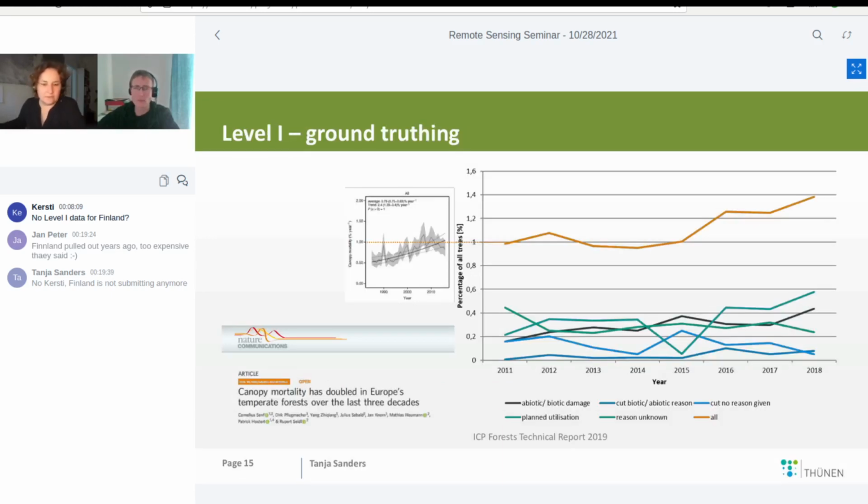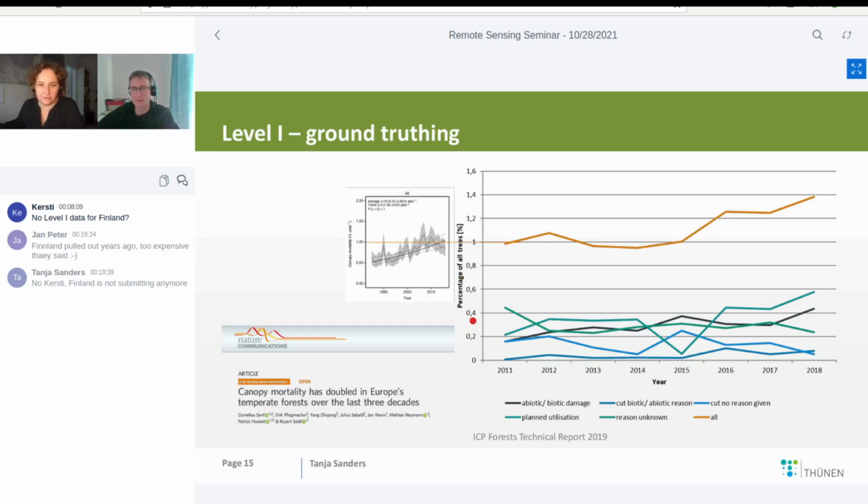So one example where we did this, there was an article in Nature Communications now quite some years back, I think it was 2019, which was titled "Canopy Mortality Has Doubled in Europe's Temperate Forest Over the Last 3 Decades." So of course we were really interested whether this was true, because we didn't quite see this sharp increase in our data as yet. And therefore we looked at the crown condition assessment and at the mortality rates.